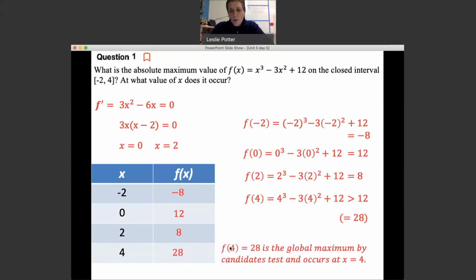And so I've written a conclusion here that f of 4 equals 28 is the global maximum by the candidates test and occurs at x equals 4. So notice I've answered the question. I've given my justification, and this is kind of a nice thing. It just says by the candidates test. So that's my justification. My justification is that they can plainly see the table and see that I have tested candidates. And then my location as to where the maximum occurred.